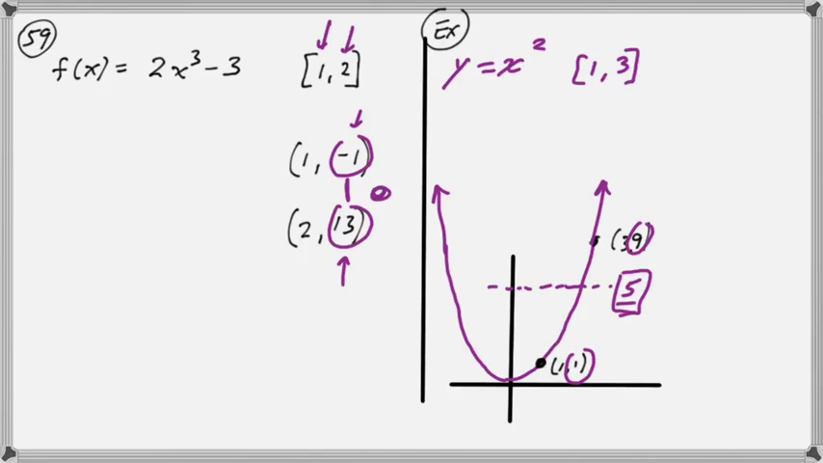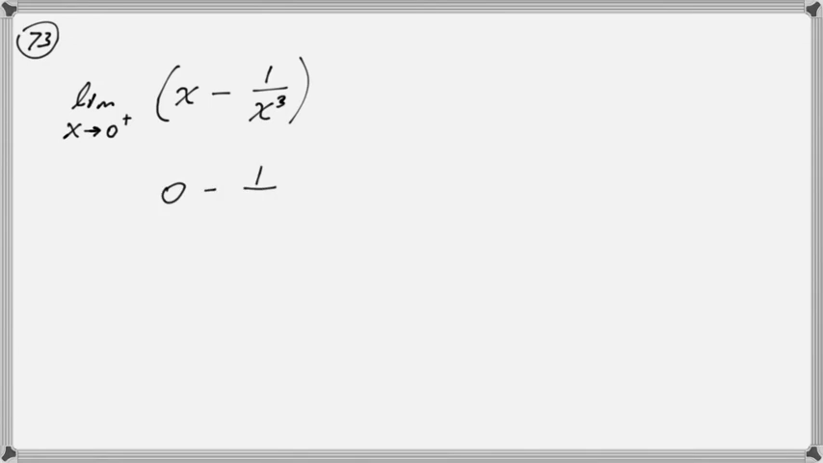After 59, we're going to 73. Okay, after 59 is 73. It is a limit as x approaches 0 from the right. Limit as x approaches 0 from the right. And it's x minus 1 over x to the third. If I put in a 0, I believe I get this.